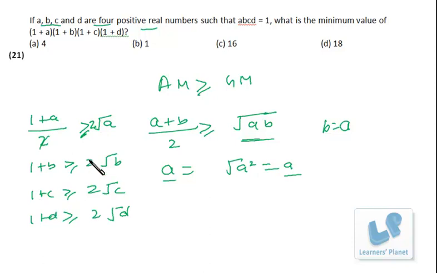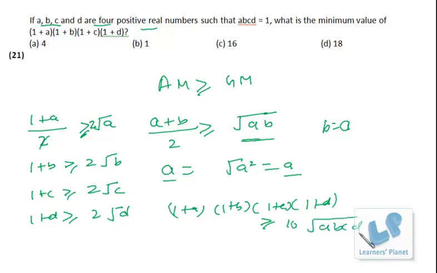Now we multiply left hand side and right hand side. So (1 plus A)(1 plus B)(1 plus C)(1 plus D) will be greater than or equal to 2 twos are 4, 2 fours are 8, 2 eights are 16, root ABCD. Now the value of ABCD is given as 1. So the minimum value of this expression will be 16. Okay, that means the value of this expression will always be more than or equal to 16. I hope you are clear.